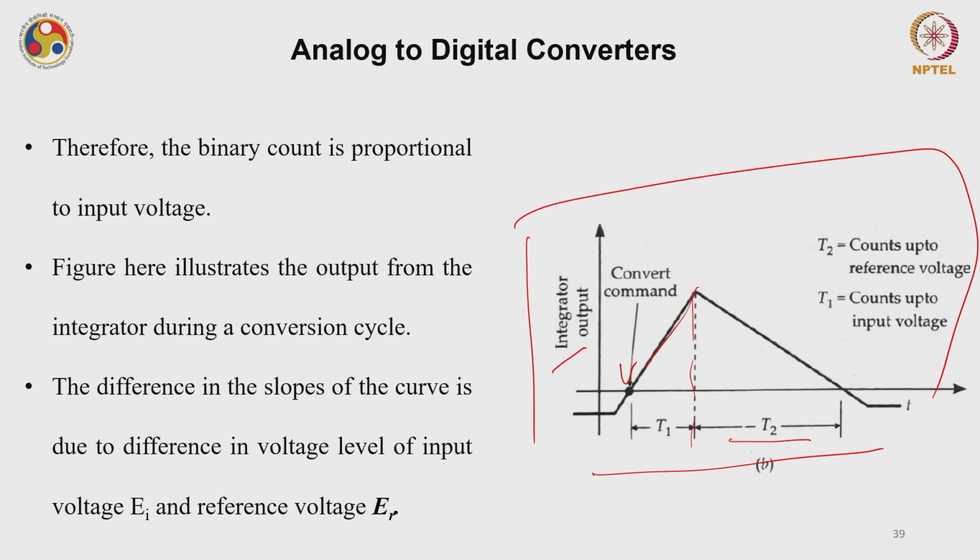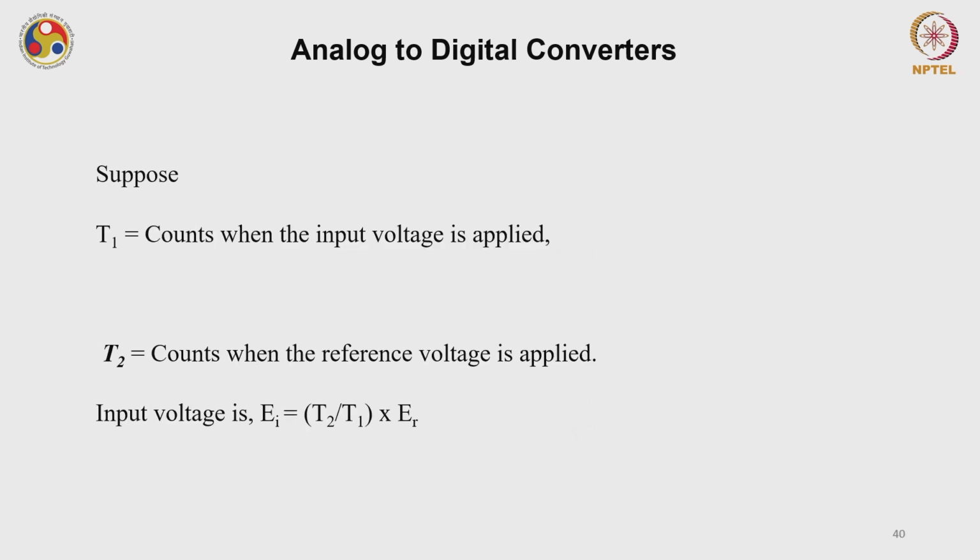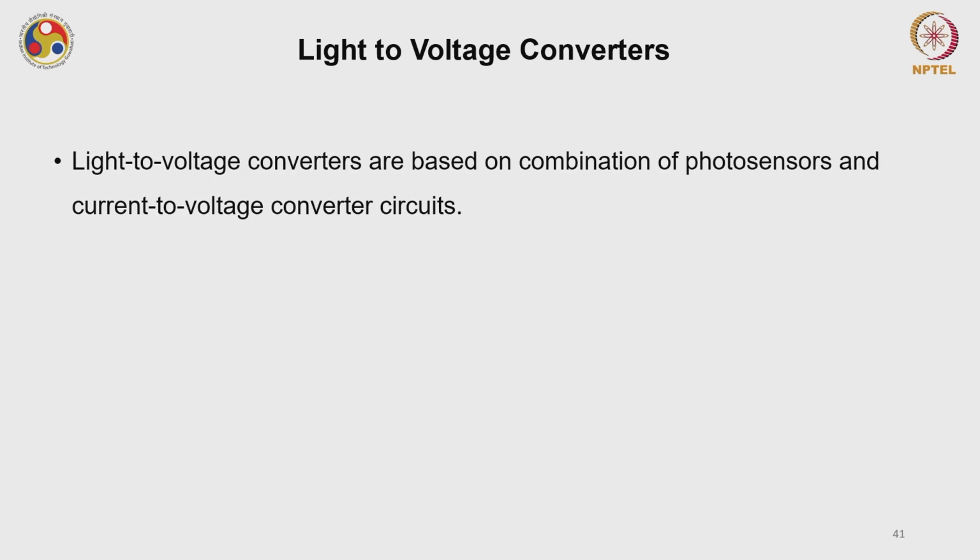This figure here illustrates the output from the integrator during a conversion cycle. The difference in the slope of this curve is due to the difference in voltage level of the input voltage EI and the negative reference voltage ER. Say suppose T1 is the count when the input voltage is applied and T2 is the count when the reference voltage is applied. The ratio of input voltage to reference voltage is equal to T2 by T1, or EI can be given as T2 by T1 into ER.